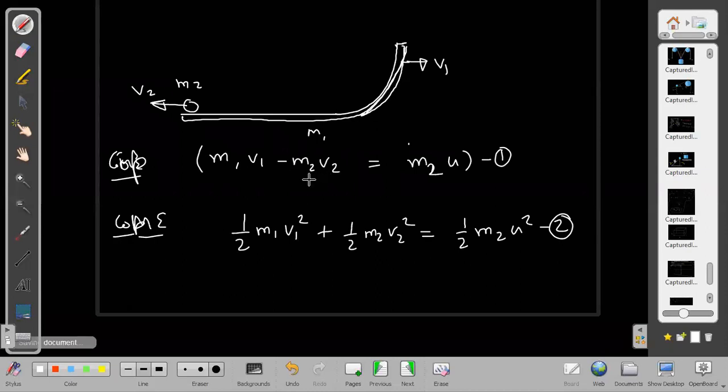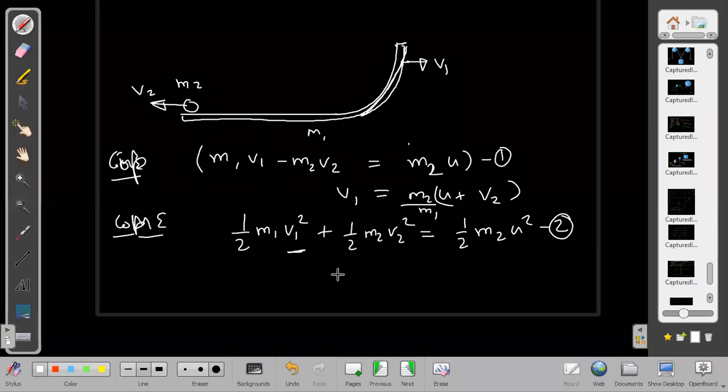For example, V1 we can write as M2 into (U plus V2) divided by M1. That equals V1. Substitute in equation one, and then write this V1 here. Then our equation will be only in terms of V2. It is just a quadratic equation in terms of V2. We can get V2 and we can get V1 also.